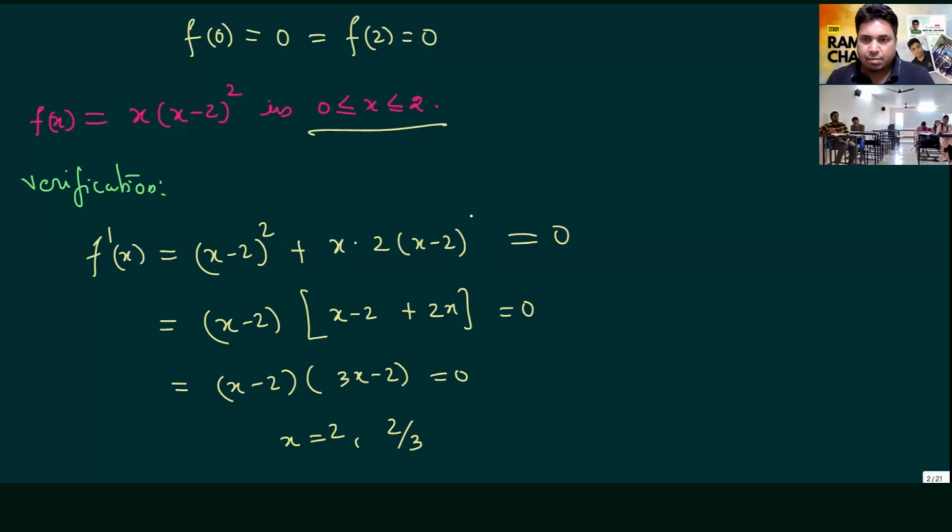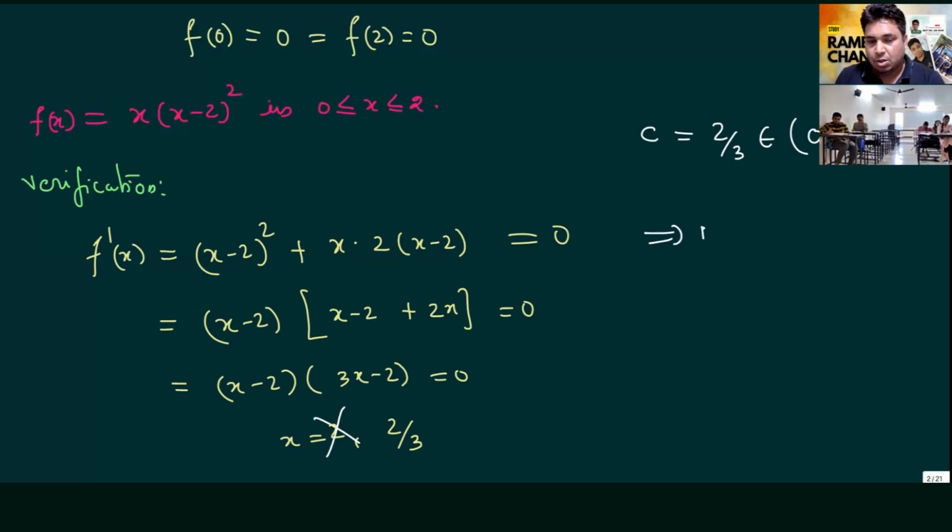Is there any point in between? Can we take 2? We will not take 2. Why? Because 2 is the end point. So yes, 2 by 3 is in between. So we are getting c equal to 2 by 3, which is in the open interval 0 to 2. We have found at least one c, which implies Rolle's theorem is verified.